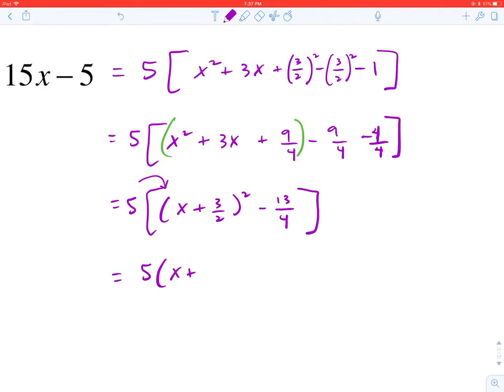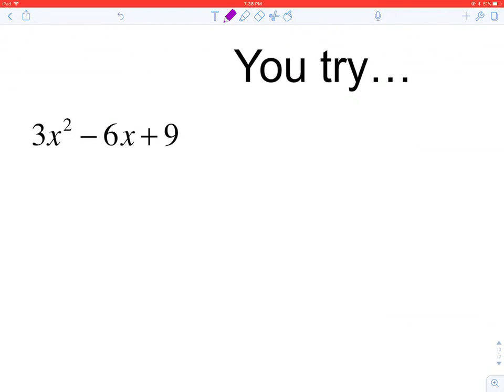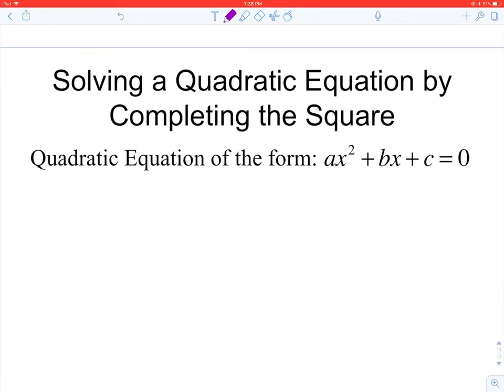And now when we distribute the 5 in, we'll have 5 times the quantity x plus 3/2 squared, minus, I think that's 65/4. 13 times 5, 65. Yeah. And we're done. Okay, so there's your try.